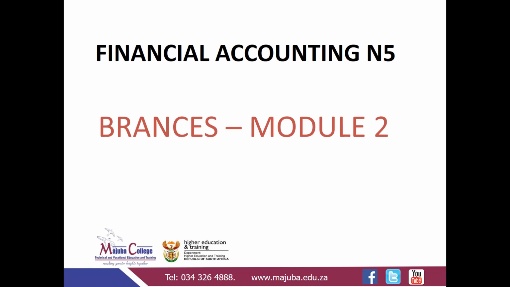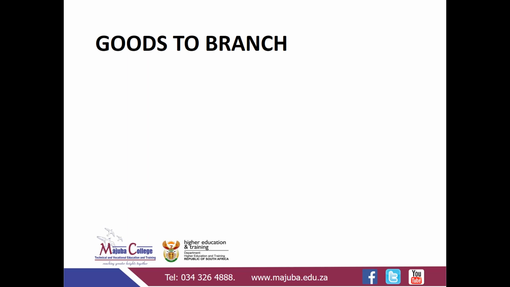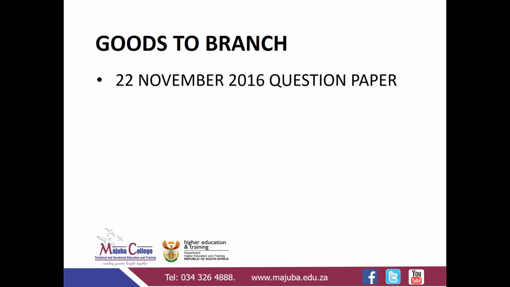This is a continuation of a presentation in branches for financial accounting in 5. For ease of reference, I'd like to refer to this presentation as part 2.1.4, and I'd like to tackle goods to branch. I'd like to continue with the question paper, which was written on the 22nd of November 2016. Requirement 2.1.4 required candidates to prepare the goods to branch account.